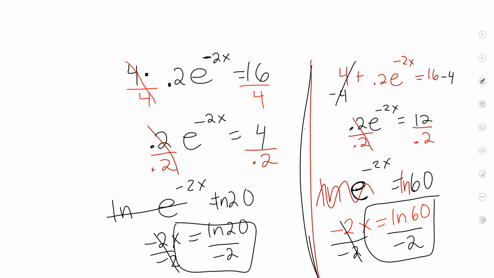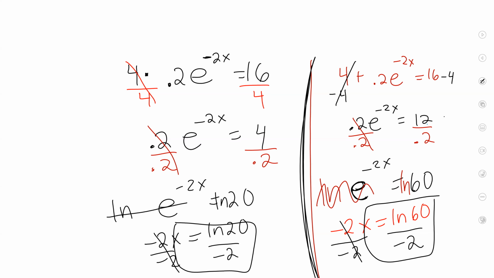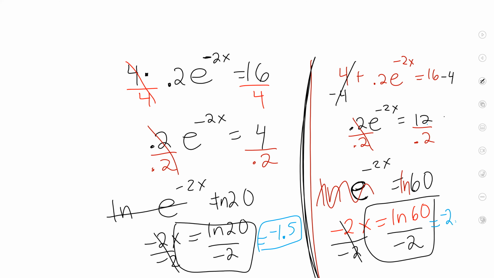So I gave y'all 2 different practice problems with the e in it. And can y'all tell me what y'all got for your answer? For which one? Okay, this is negative 1.5. Thank you. And what y'all get for this one over here? Negative 2.05. Nice. All right.